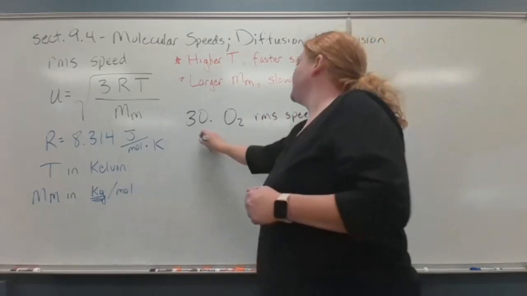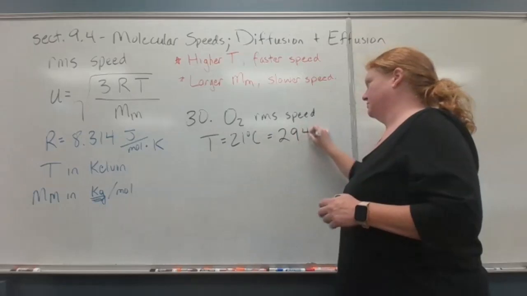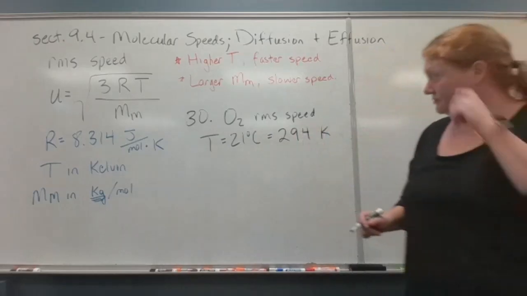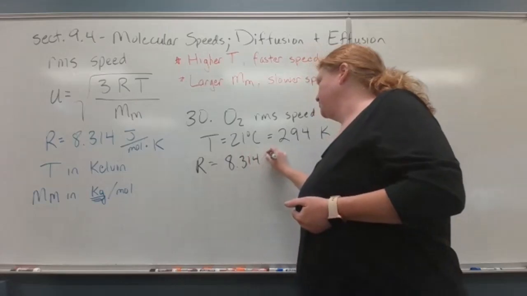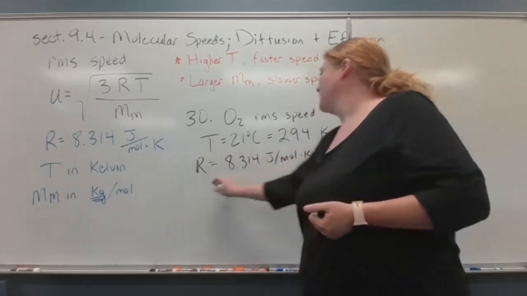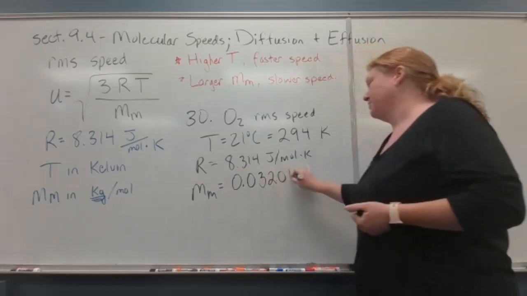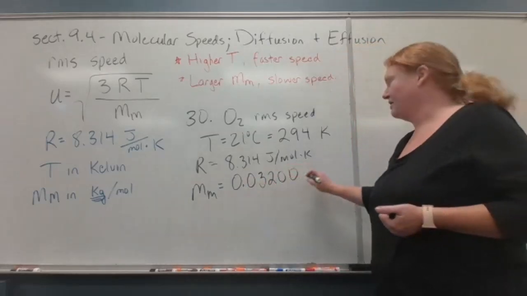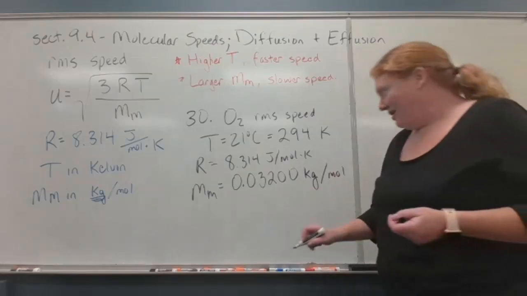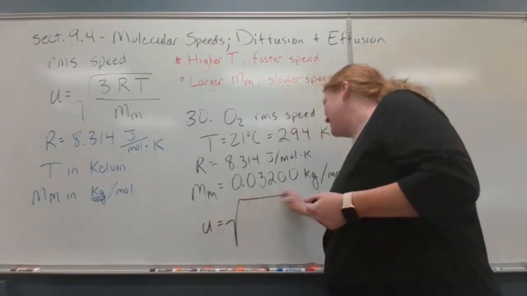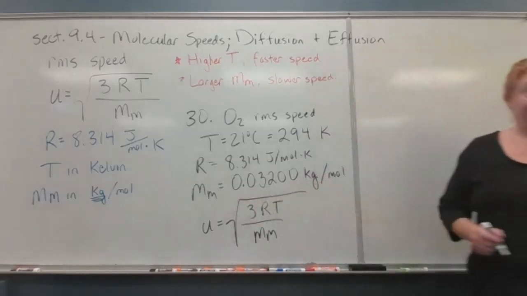So my temperature, 21 degrees C, is 294 Kelvin, right? My R, 8.314 joules per mole times Kelvin. And my molar mass for O2 is 0.03200, 32 divided by 1,000, kilograms per mole. And all I am doing is plugging those numbers into this formula. 3 times R times T divided by the molar mass, and then take the square root of your answer.